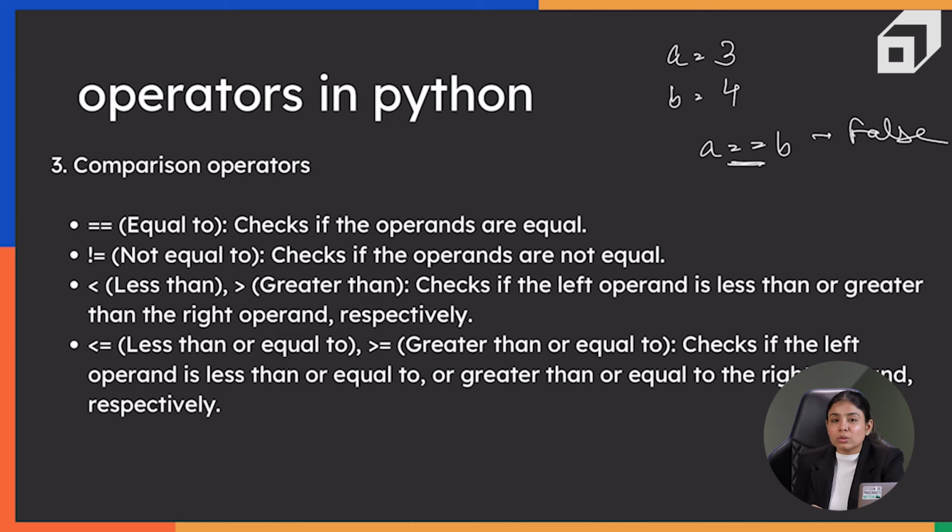Similarly, we have not equal to, which basically checks if these two values are not equal, the left operand and the right operand. We have less than, greater than, less than or equal to, or greater than or equal to. So if I check a more than b, is a more than b? No, it's not. Again, it will return me false. Okay, and so on.